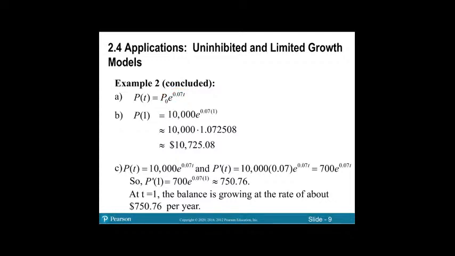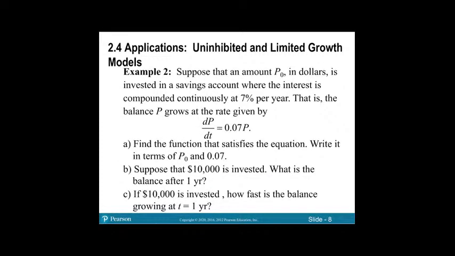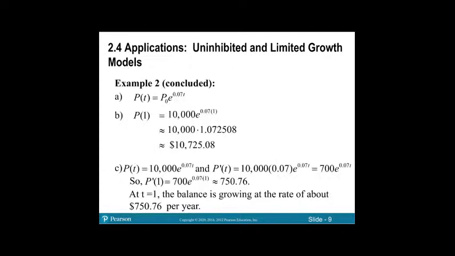Then part B asks us to say we have 10,000 invested. What's the balance after 1 year? So now we can use this formula. Our initial amount is 10,000, 1 year is there, and then use a calculator to crunch this number.